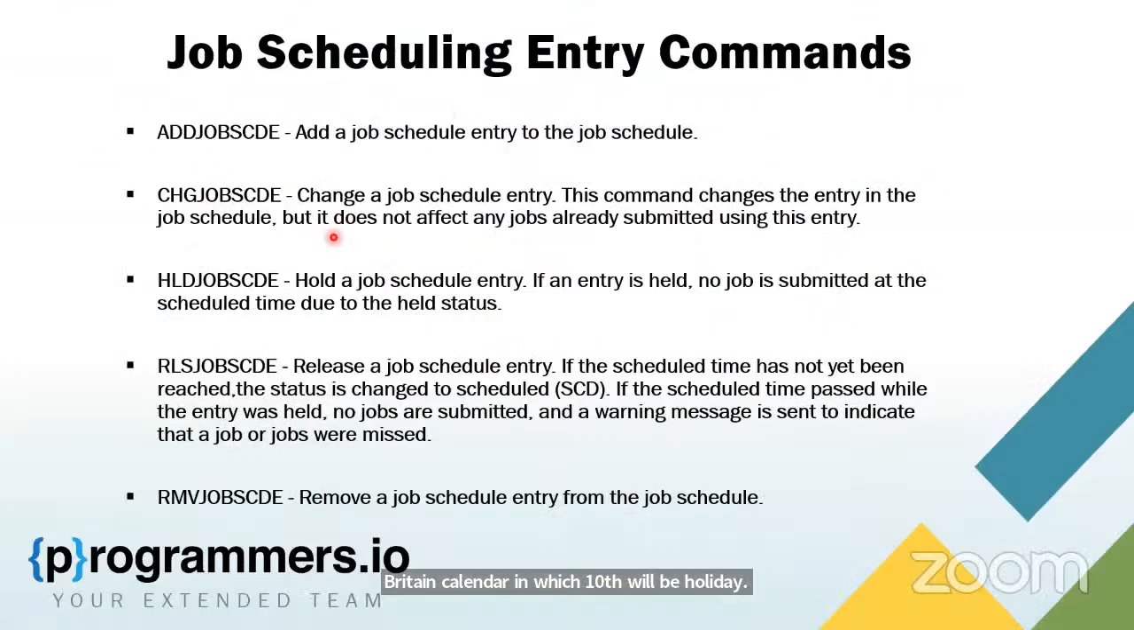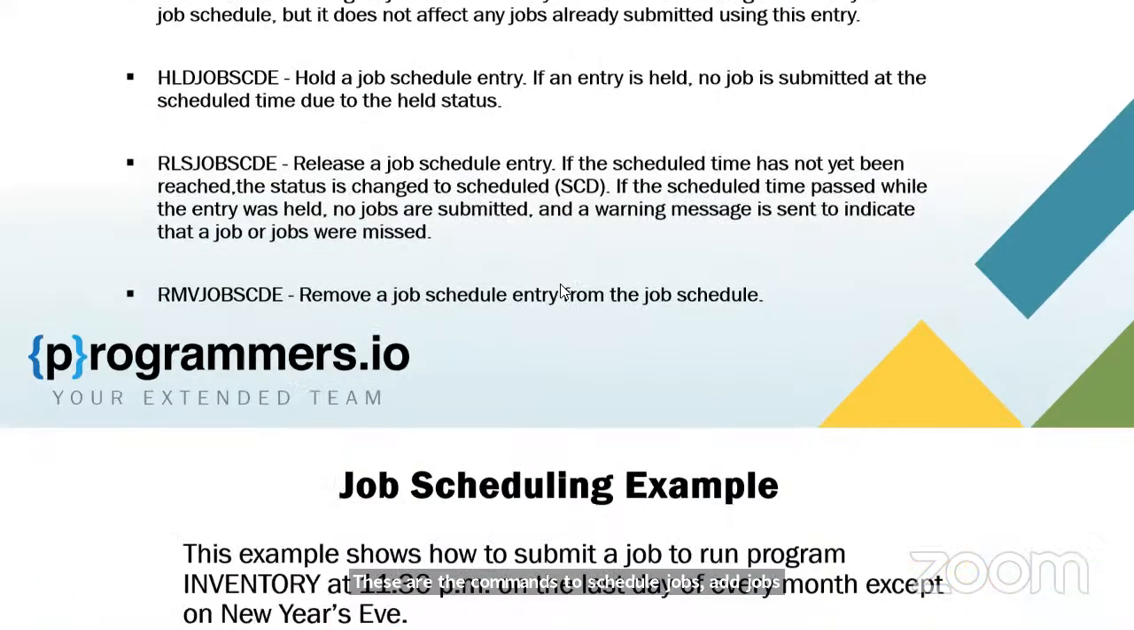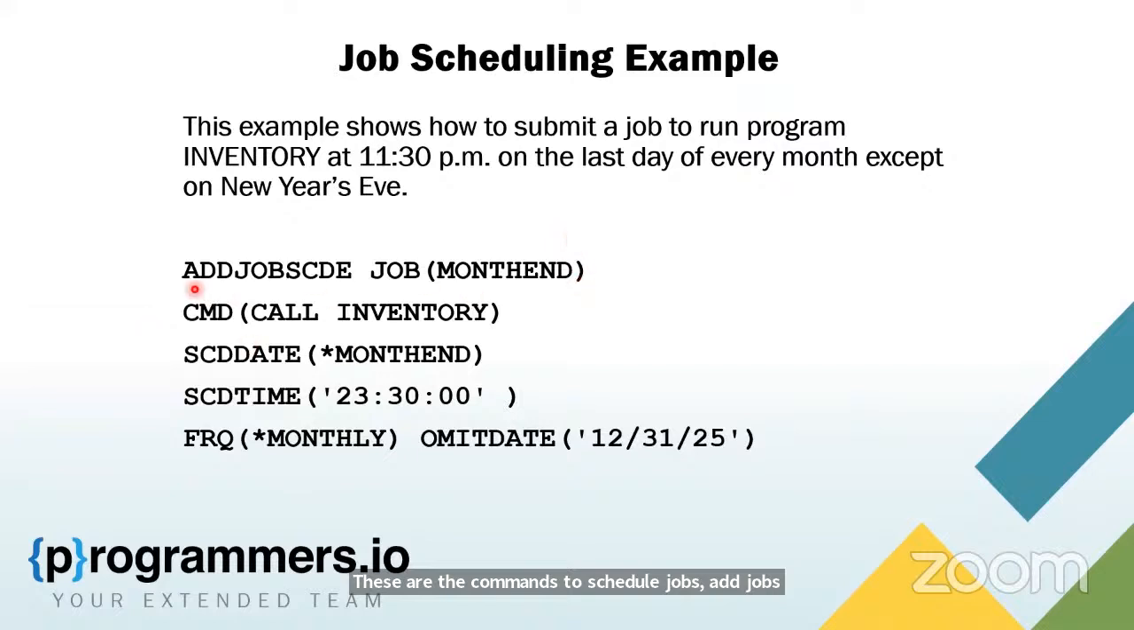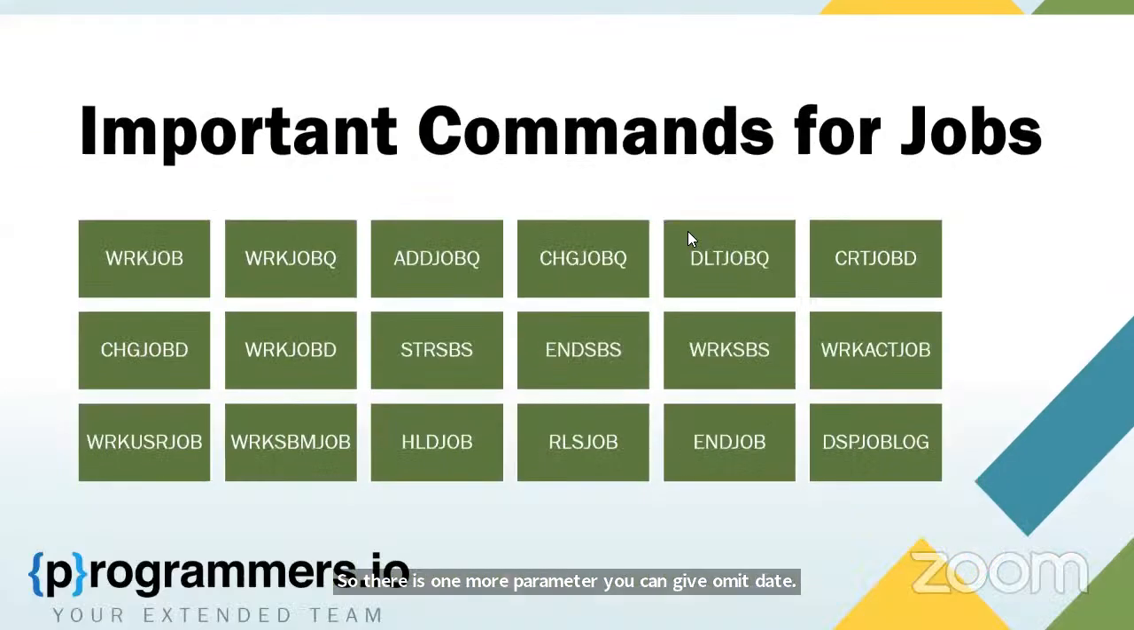These are the commands to schedule jobs: Add Job Schedule Entry, Change Job Schedule Entry, hold and release. One example here, Add Job Schedule Entry. There is a month end job running. It will call the program called inventory. It has to run on month end, at 11:30 p.m., with frequency every month, and on this date, December 21st, you don't run it even though it's a month end. So there is one more parameter you can give, omit date. There are more, like holiday calendar, which holiday calendar to use and all those things.